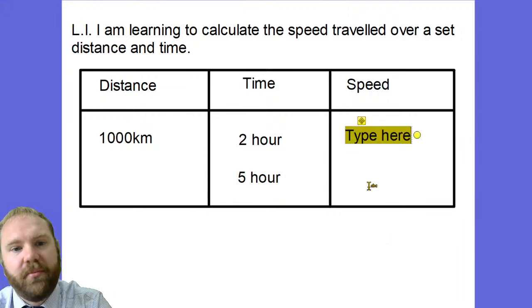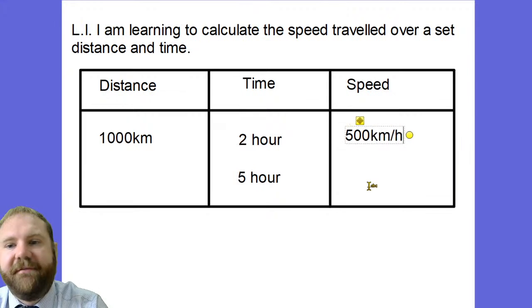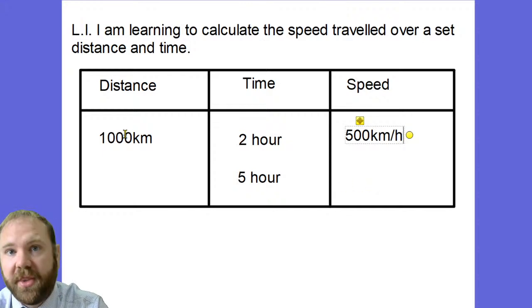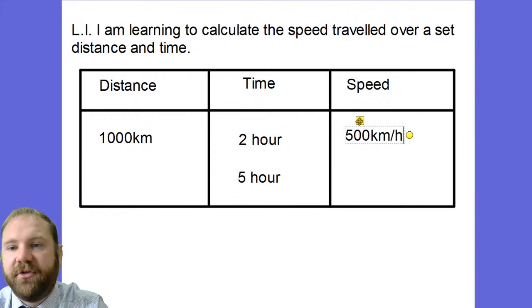So the 2 hours one, 1,000 kilometers, doing it for 2 hours. Well, in that case, you're going to be going 500 kilometers per hour. It's just 500 divided by 2. Sorry, 1,000 divided by 2. Distance, 1,000 divided by time, 2 hours. 1,000 divided by 2. So 500 kilometers per hour is how fast you'd be going there.